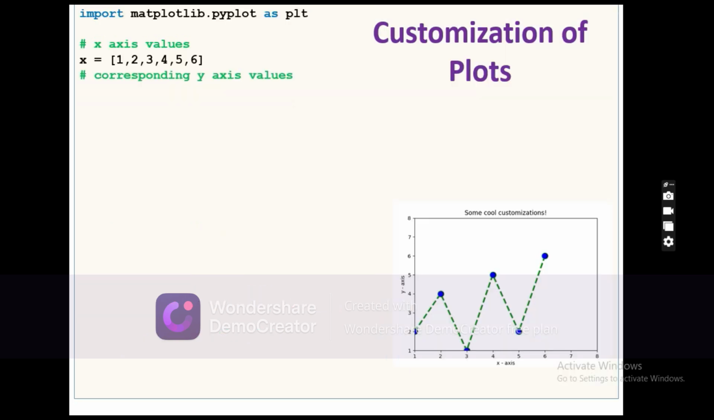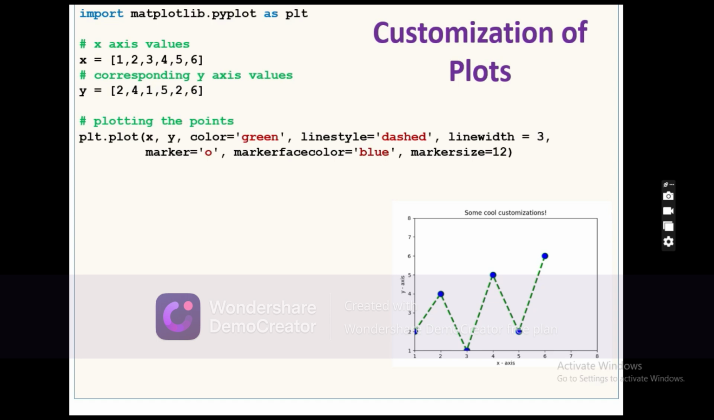We can customize the plot. For the line graph, we can specify the line color code, and the line style, which is the dashed style. Line width, we can specify the line width. Marker means this is a marker. O is the marker. You can also give the plus symbol or any symbol. I am giving O. Marker face color, which we are specifying, is blue. Marker size is 12. Okay, we can customize the plot.